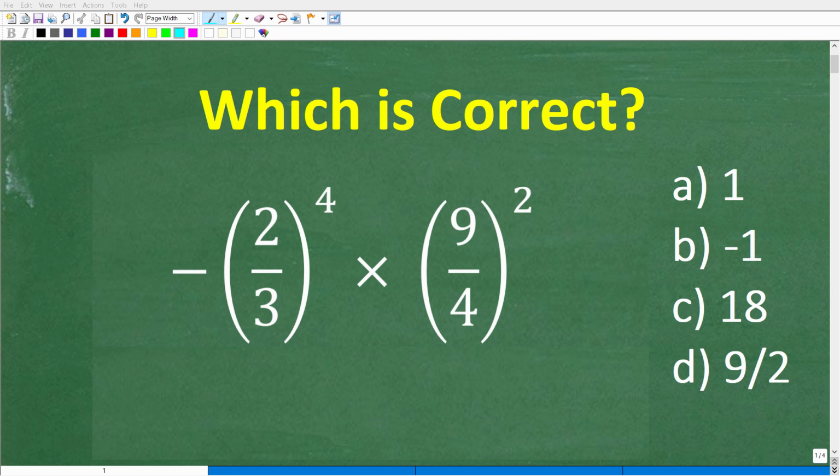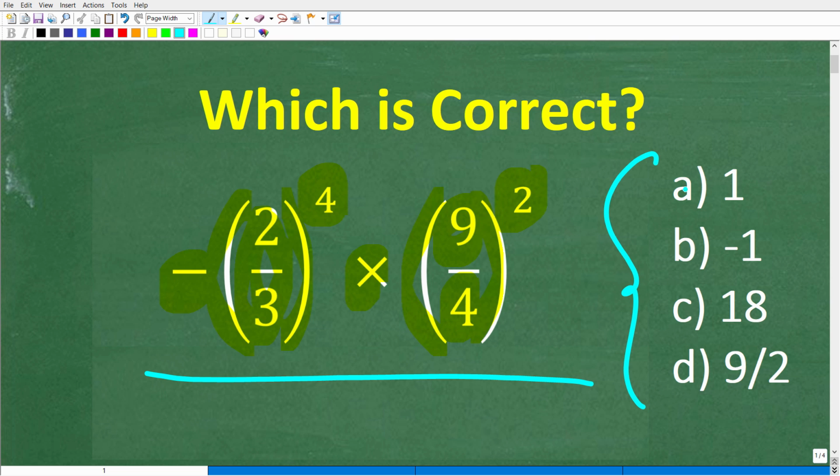Okay, so how well do you actually understand basic math? Well, if you have pretty strong basic math skills, this should be a very easy problem to solve without using a calculator. All right, so let's take a look at this problem. We have negative 2/3, but let me be a little bit more precise. Negative (2/3) to the fourth power times (9/4) squared. All right, so what is the answer to this question?